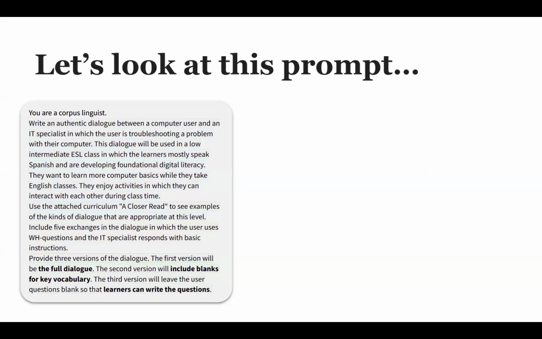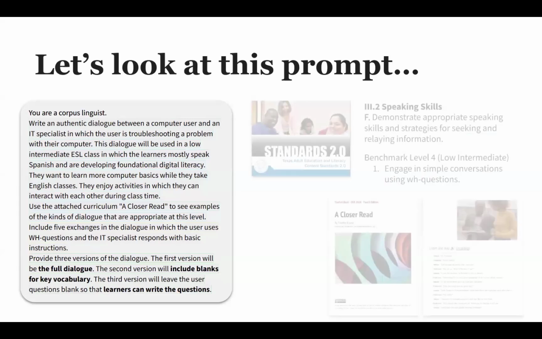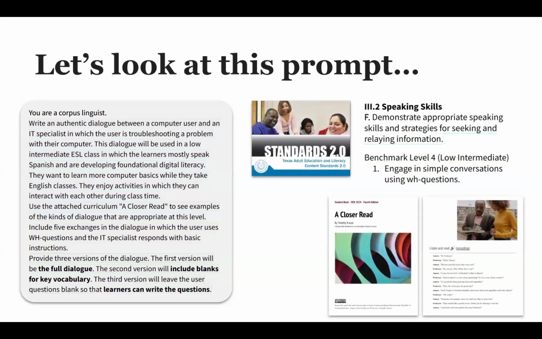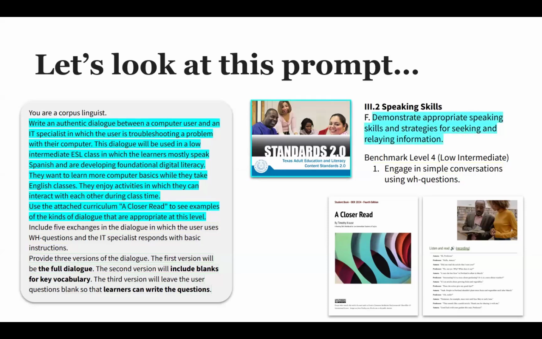So now, thinking about those 3 steps that I talked about in the previous slide, she used some supporting resources and added these as attachments to her prompt. The first thing was thinking about what is the target, or the objective, or the goal for the activity. She provides extensive detail at the start of her prompt, based on the Texas standards: demonstrate appropriate speaking skills and strategies for seeking and relaying information. And as noted, she added an attachment that included sample dialogues that are appropriate for the level that she was hoping to build these activities for.